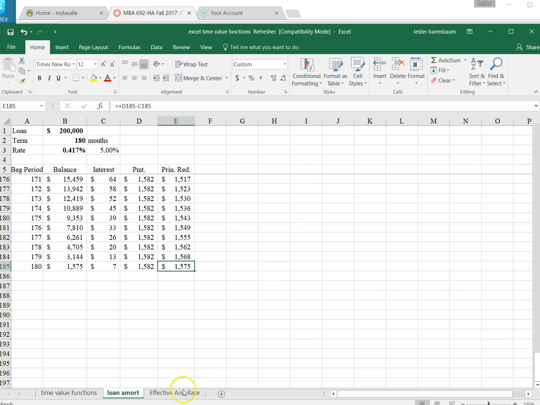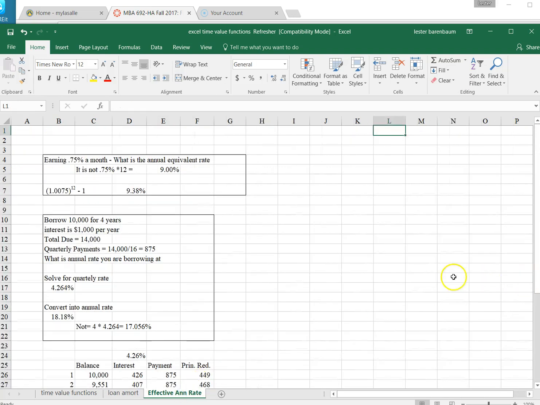Finally, we want to discuss, review effective annual interest rates. So I set up a little example in this third tab. So let's assume that you put money in a bank or an investment where you're earning 0.75% a month. What is your annual equivalent rate?